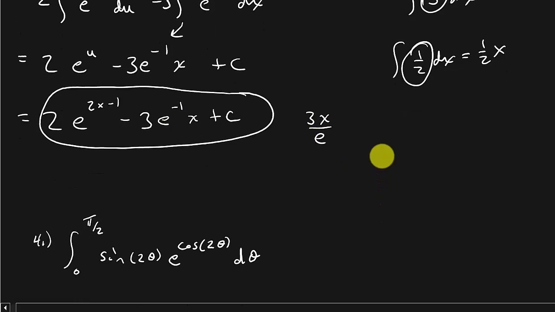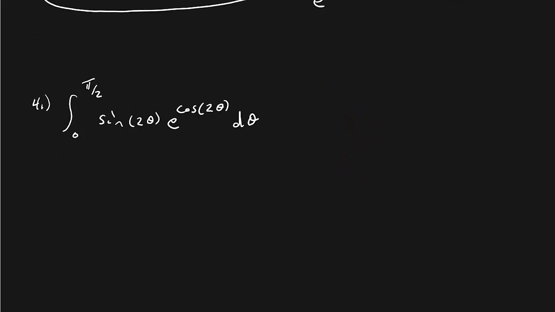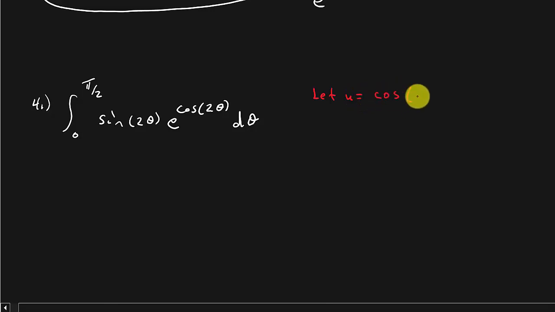All right, so let's take a look at this last one here. All right, so let's start out. We're going to let u equal cosine 2 theta. So du is negative sine 2 theta times the derivative of what you're taking the cosine of. Derivative of 2 theta is 2, and that's times d theta. So du is negative 2 sine 2 theta.